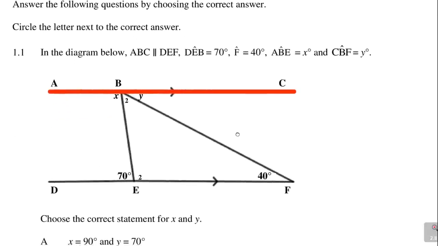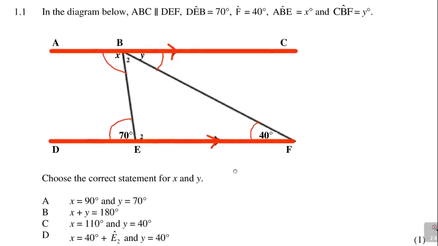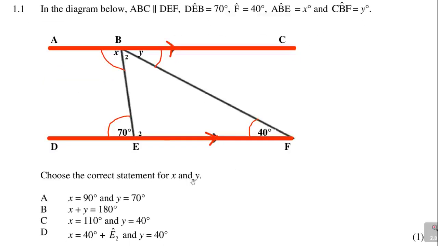So let's check that. So ABC is parallel to DEF, which is this one, and you can see what they did. They put parallel lines for you there, you see. All right, and then DEB is 70 degrees. I think you can see that all together. And then the other one is 40 degrees. You can see that. ABE is X, we can see that. And then the other one is Y, we can see that. And then the question is choose the correct statement for X and Y. They want us to choose the correct statement for X and for Y.